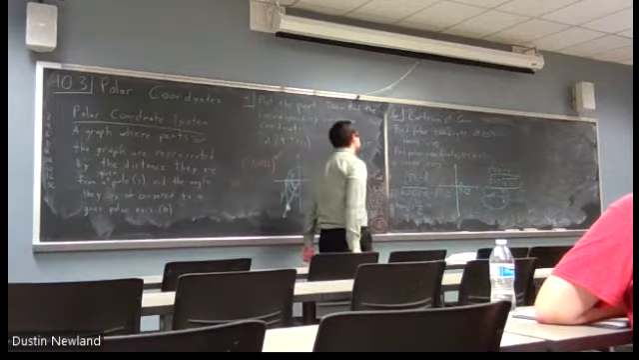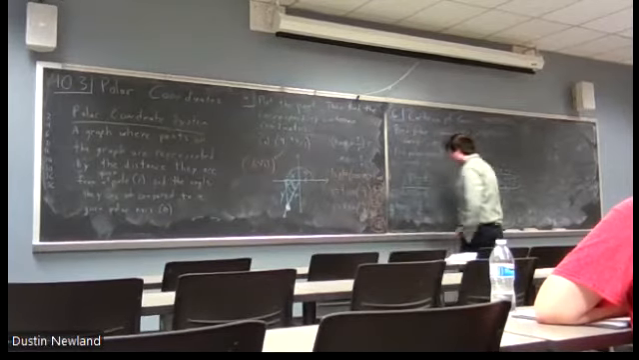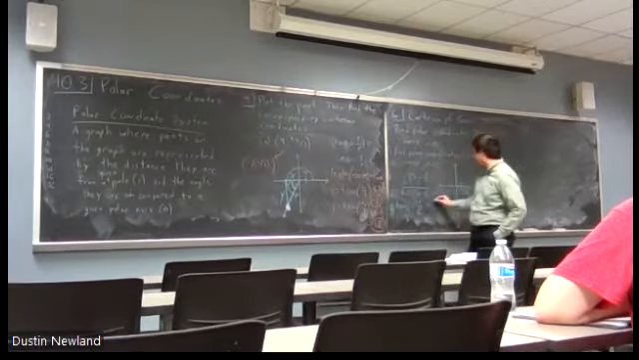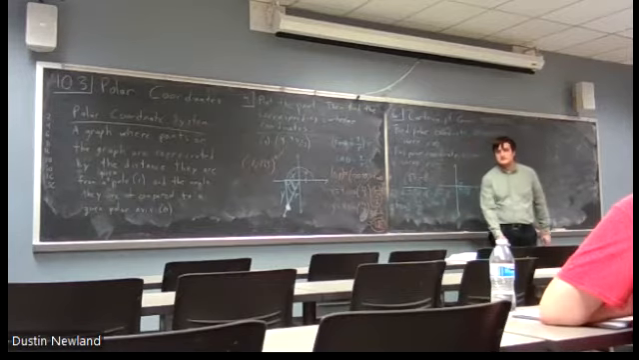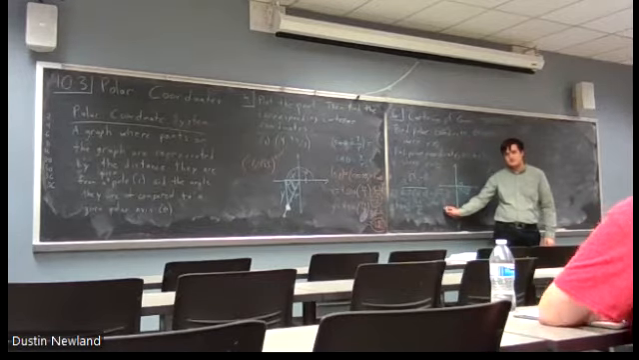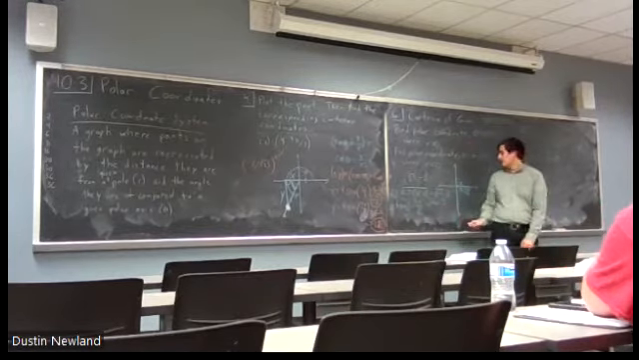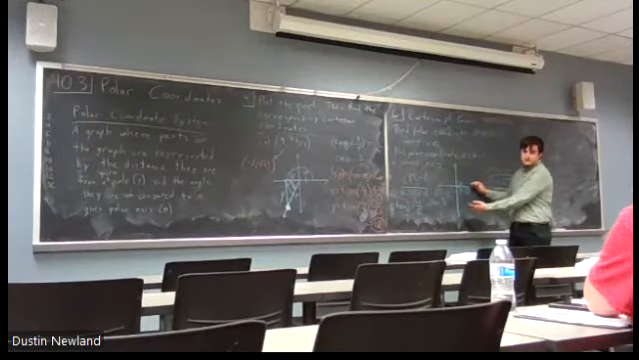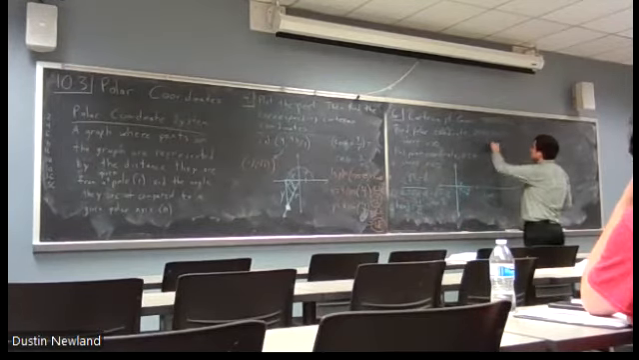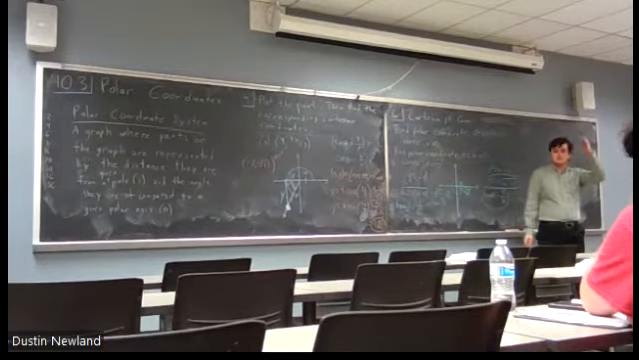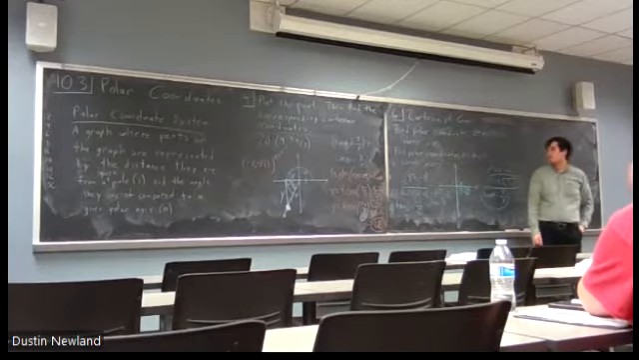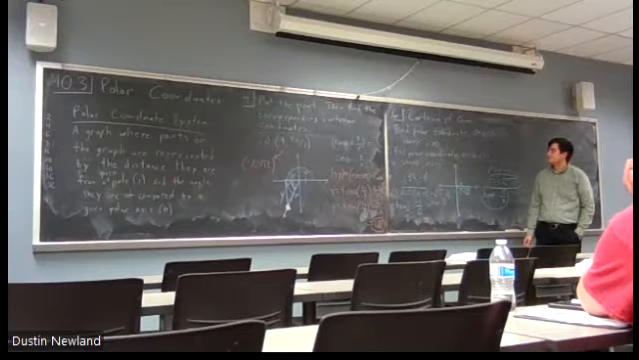Good. Pi over 6. So that's my reference angle. So maybe I'll write theta ref is going to be pi over 6. Okay. But I need to find what the equivalent angle is in the fourth quadrant that's in between 0 and 2 pi. Okay. So how do I find that angle?